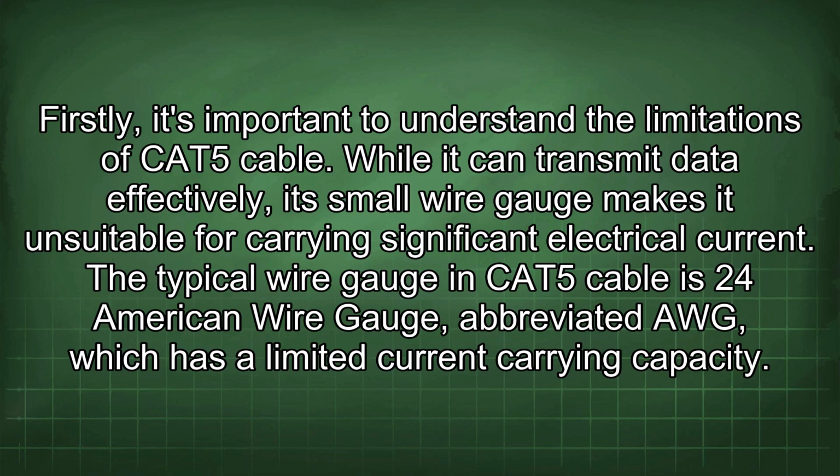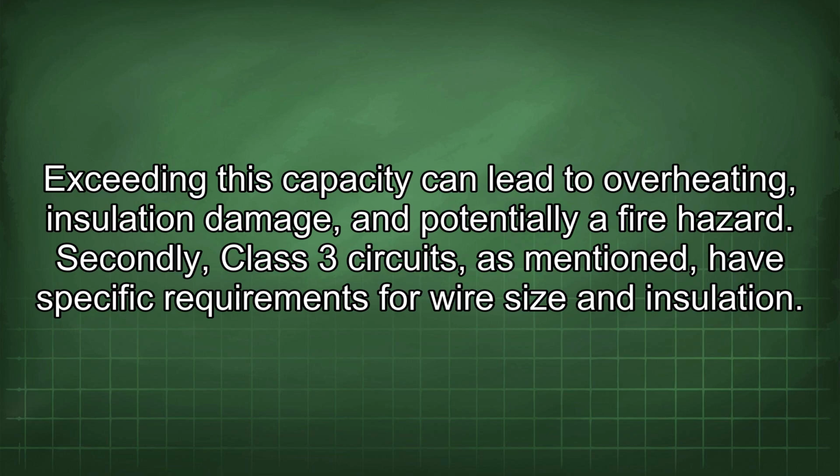The typical wire gauge in CAT5 cable is 24 American wire gauge, abbreviated AWG, which has a limited current carrying capacity. Exceeding this capacity can lead to overheating, insulation damage, and potentially a fire hazard.